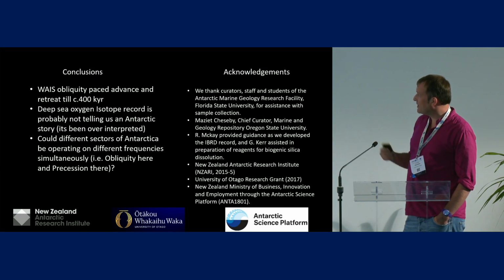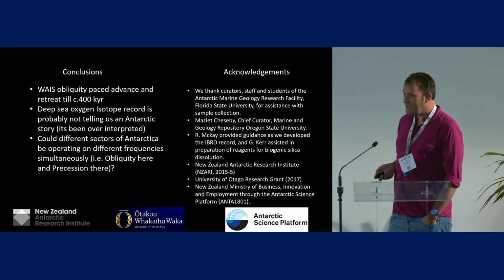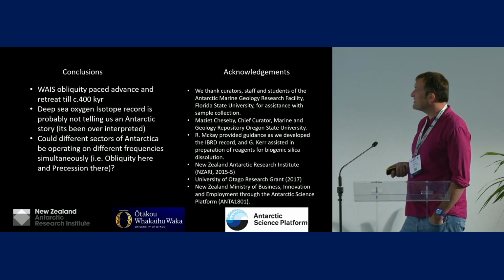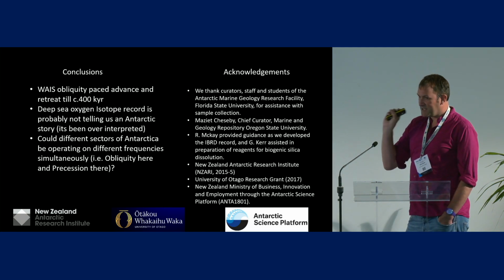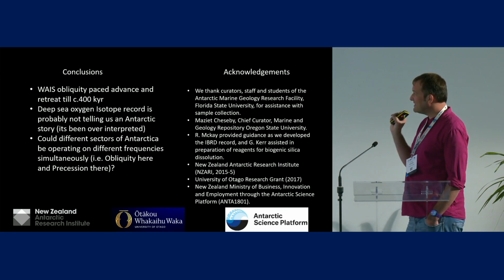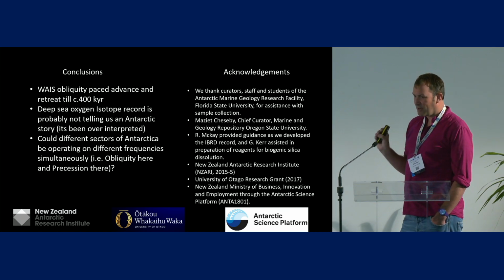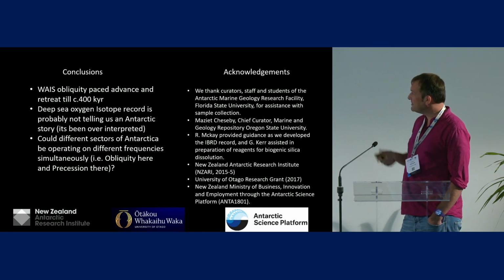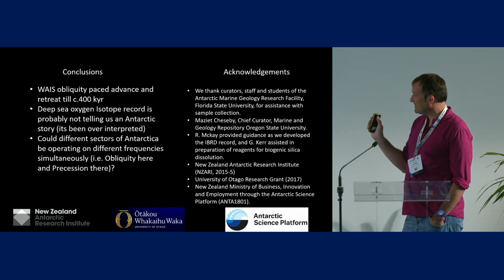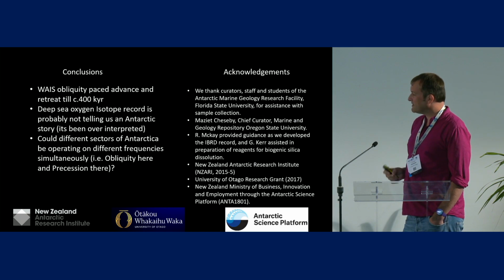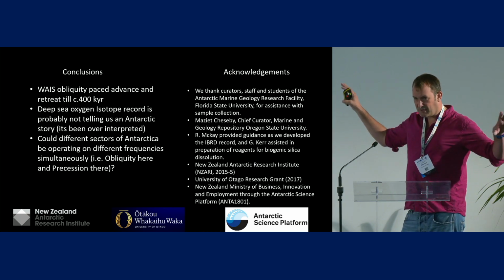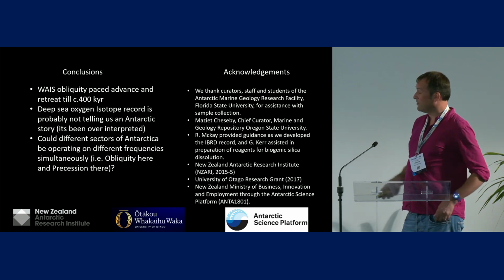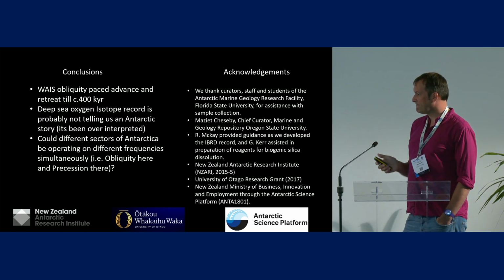So summarising all of that, we suggested the West Antarctic ice sheet was driven by obliquity till 400,000 years ago, and that the deep sea isotope stacked record is probably overinterpreted at this stage. I think going to a specific record that's close to the action is probably better. And then the last thing is, do we need to keep calling it the Antarctic ice sheet? Why don't we just have the two ice sheets and say different bits of it might be doing different things at different times on different frequencies? Thank you.